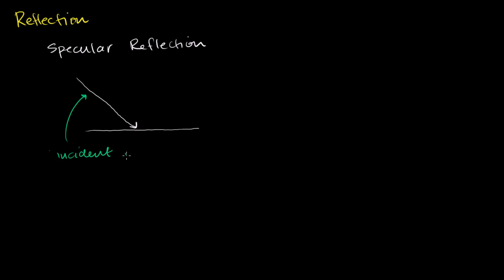Incident ray. It'll approach the surface, and you can almost imagine that it bounces off at essentially the same angle, but in the other direction. So then it'll hit the surface, and then it'll bounce off, and it'll go just like that. And then we would call this the reflected ray after it has bounced off of the surface. Reflected ray.